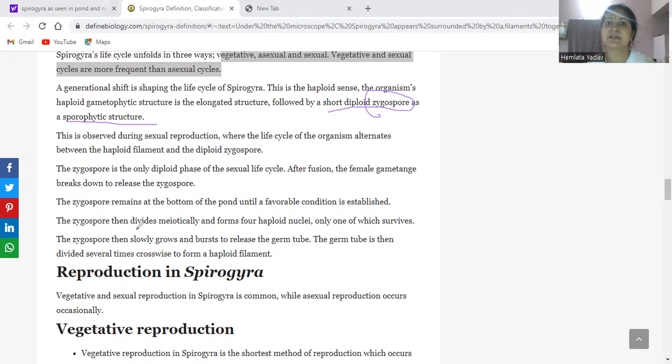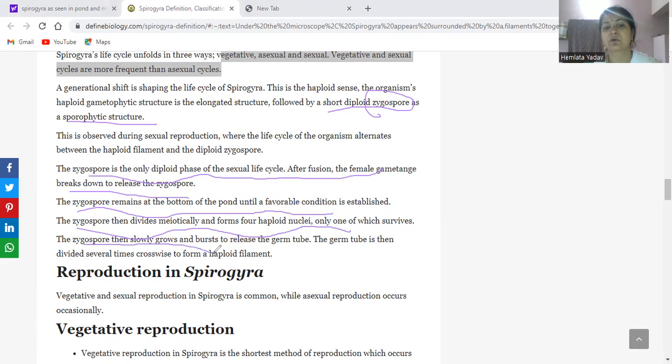There is a zygotic meiosis in the algae, and they produce haploid spores. The zygospore is the only diploid phase of the sexual cycle. After fusion, the female gametangium breaks down to release the zygospore. The zygospore remains at the bottom of the pond until favorable conditions are established. The zygospore then divides meiotically to form 4 haploid nuclei, only one of which survives.